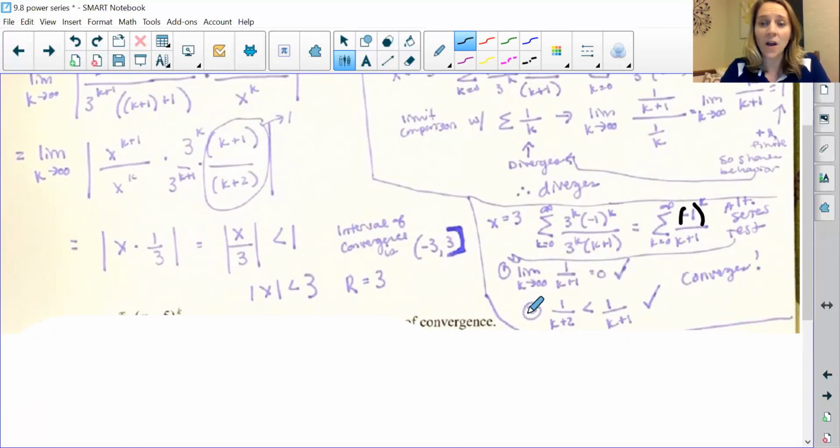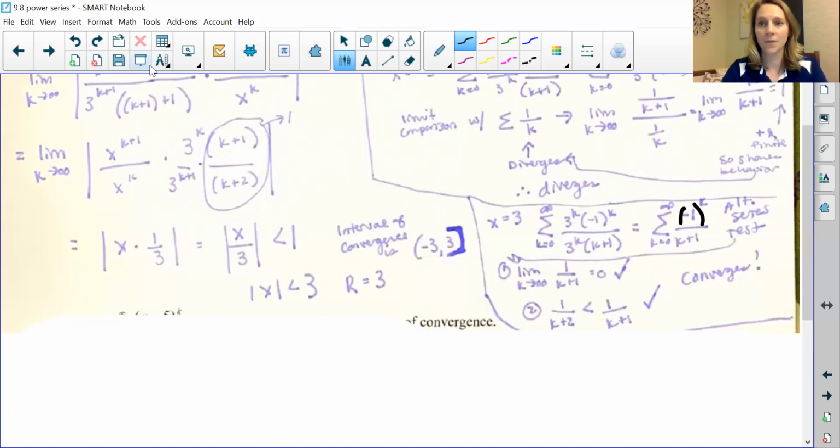And then we have to also prove that it is decreasing. So is the next term less than the previous term? And we can see that, yep, because we would have a bigger denominator, which makes the overall number less. So both those things are true, so it converges. And so we see that it will converge at 3, and we can have that inclusive bracket there at 3. So we can say it will converge in this interval of convergence between -3 and including 3. And the radius is 3.